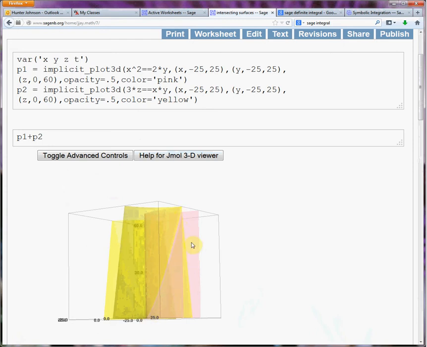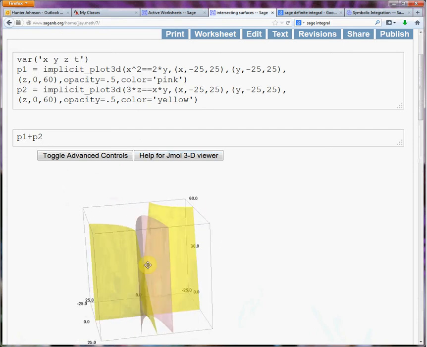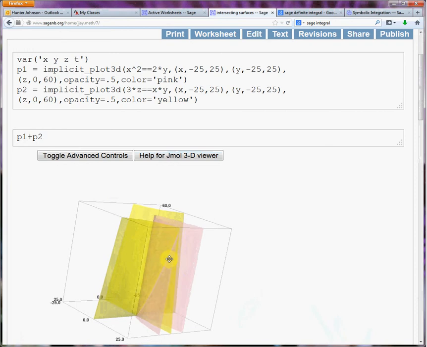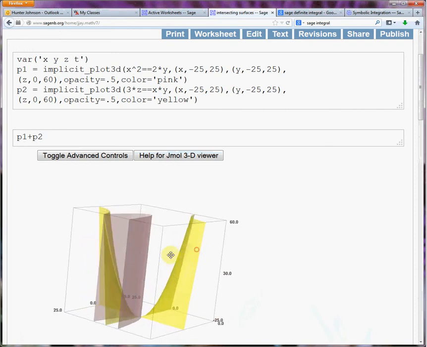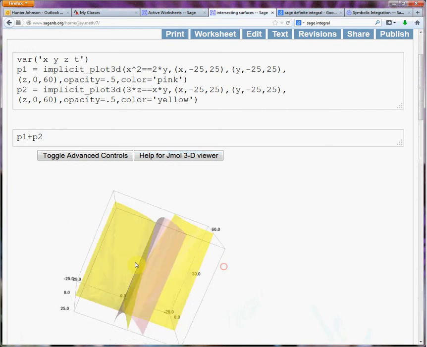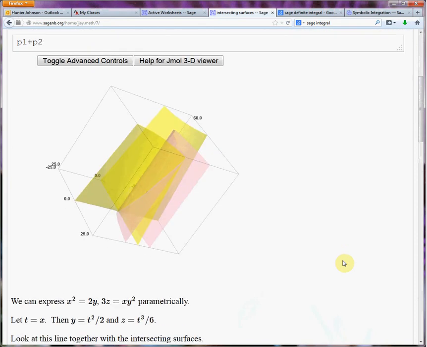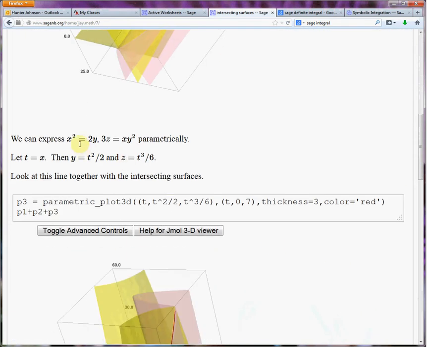Alright, so what we really need is some kind of equation that describes the line of intersection. And the flash of insight that goes along with solving the problem is to realize that you can describe that parametrically. So how can you do that? So you have two equations. One is x squared equals 2y. The other equation is 3z equals x times y squared.